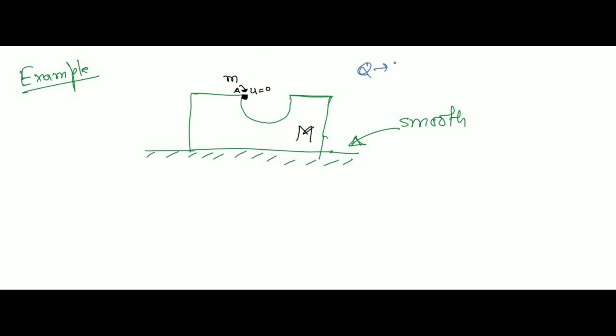And the question is, what is the dynamics of capital M? Means what is the dynamics of this block? So let us discuss the dynamics of motion of this block. At an instant of time, when it is released from point A, it comes to point B. So what is happening? There is a normal force N in this direction on the small block m, and there will be a reaction force on the capital block M in just the opposite direction. I am writing this reaction force as NR, and it has two components, NY and NX.